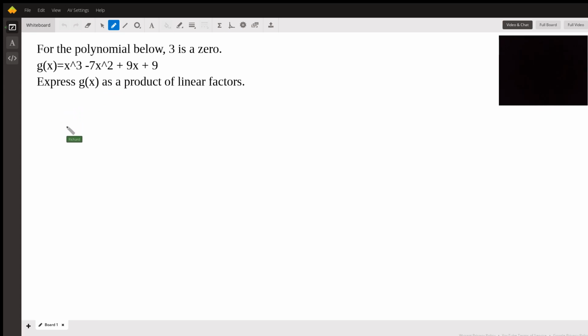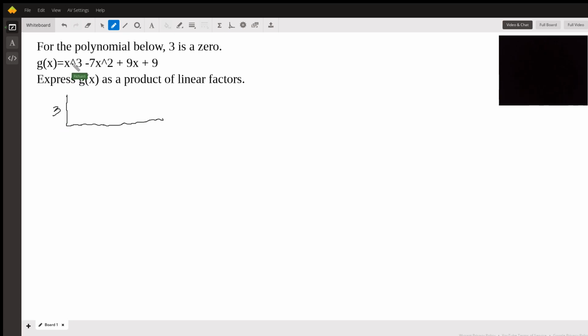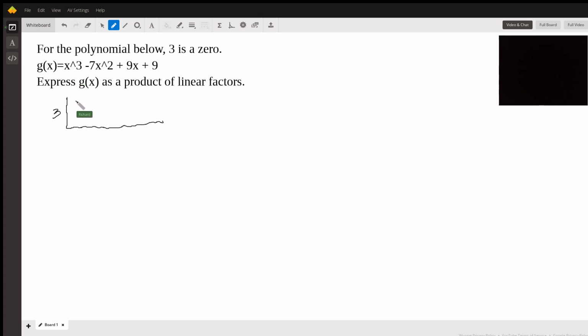So hopefully you know how to do synthetic division. You put the 3 over here on the left, and then you put the coefficients here. So 1 is the first coefficient, -7 is the next one, the next one is 9, and then 9. And now we go about synthetic division.